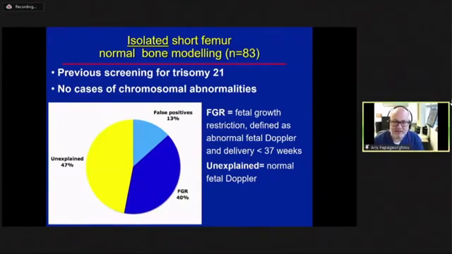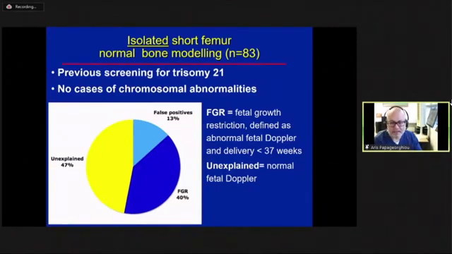So this was a study we did here at St. George's where we looked at isolated short femurs with normal bone modeling. So these were babies referred to us with a short femur less than the third centile, and the bones otherwise looked normal. And all these women had had previous screening for trisomy 21 because they're part of a routine cohort of women who have first trimester scanning. And in this group of 80 women, we found 0 chromosomal abnormalities.